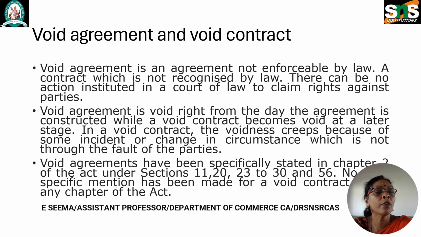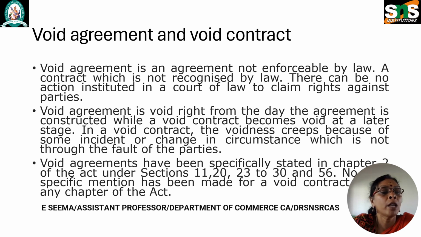We can just note the difference between a void agreement and a void contract. A void agreement is void from the very beginning itself, but a void contract is valid when made and continues to remain valid till it is repudiated by the aggrieved party. It becomes unenforceable later on. A void agreement is void because an essential element of a valid contract is missing, and a voidable contract is voidable because the consent of a party is not free.